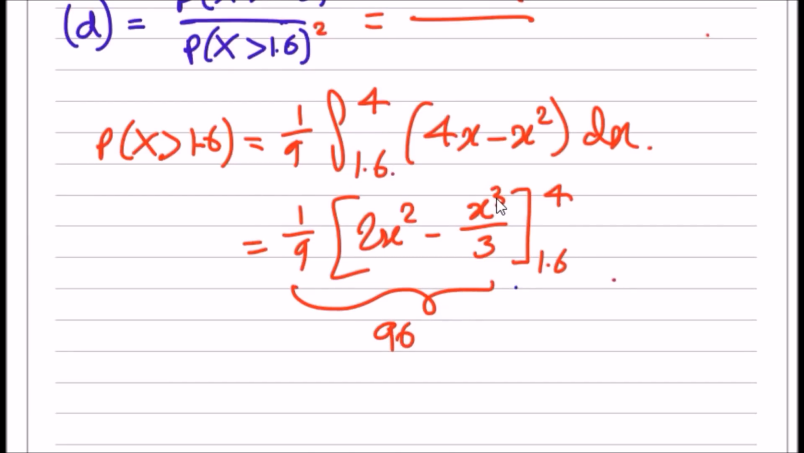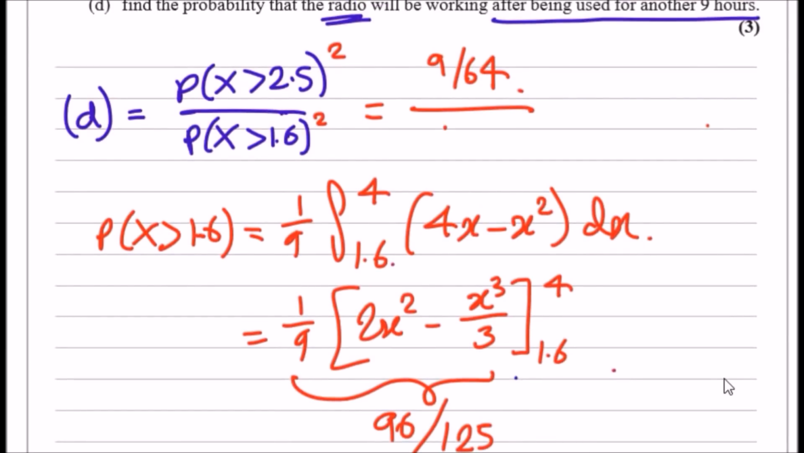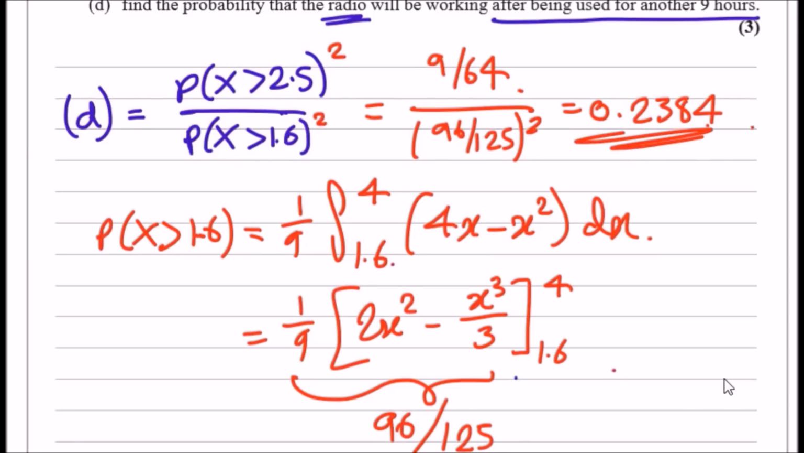You should get 96 over 125. Now this is this probability. To get the squared version, let's square this result in our calculator. So 96 over 125 squared. Oh god, that's one ugly probability. Well, I'm not going to keep it. I'm just going to write it as it is. So it'll be 96 over 125 squared, and then plug in everything. 9 divided by 64 over the answer. You should get about, let's say 4 decimal places, 0.2384. And that's it. Case closed.